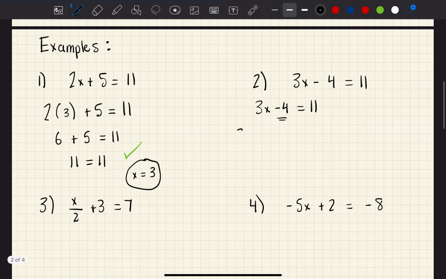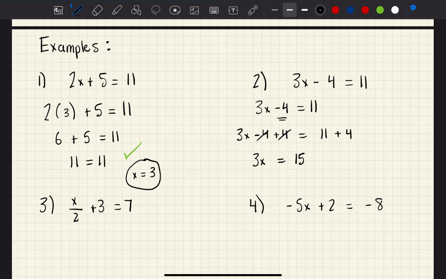So we're going to do 3x minus 4 plus 4. And what we do on one side, we have to do to the other side. So we're going to write 11 plus 4. So on our left-hand side, we have minus 4 plus 4. That does cancel out to 0, so we can cancel those out. And we're left with 3x is equal to 15.